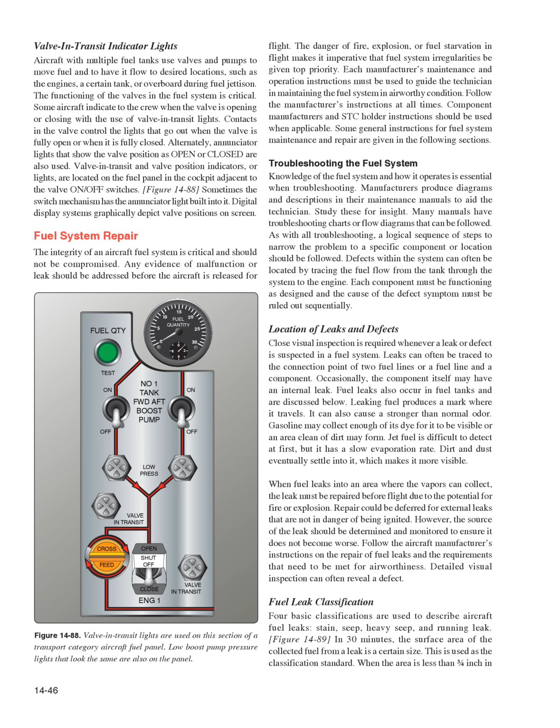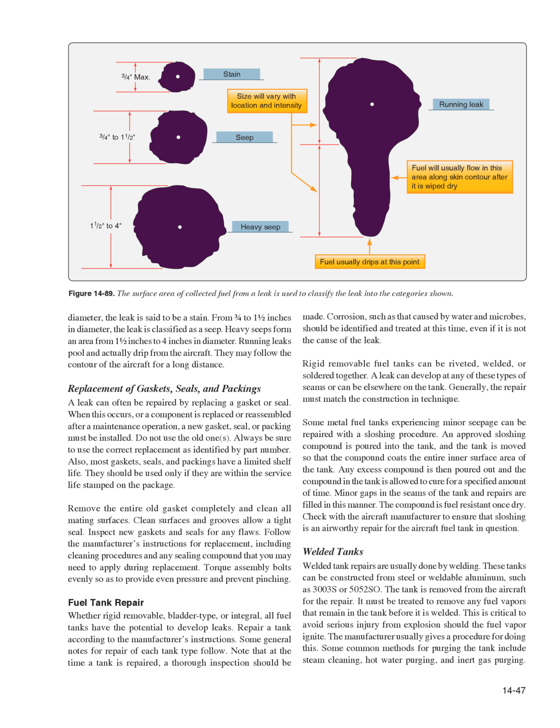When the area is less than 3/4 inch in diameter, the leak is said to be a stain. From 3/4 to 1.5 inches in diameter, the leak is classified as a seep. Heavy seeps form an area from 1.5 inches to 4 inches in diameter. Running leaks pool and actually drip from the aircraft. They may follow the contour of the aircraft for a long distance.